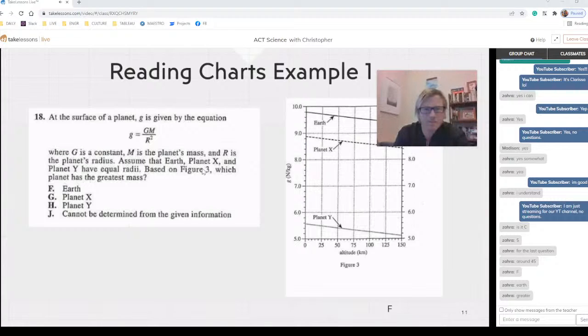So they've given me G, M, and R. Assume that Earth, planet X, and planet Y have equal radii. Okay, so that means the denominator is the same in all of them. Based on figure 3, which planet has the greatest mass? Well, if R is always the same, and they're asking me about M, it's most likely that g is going to vary. Okay, well, what are the different g values of Earth, X, and Y? All right, look at the y-axis. They have different values. Who has the biggest value?